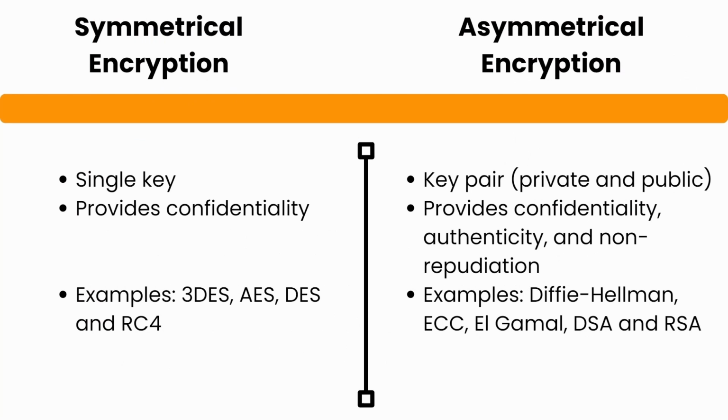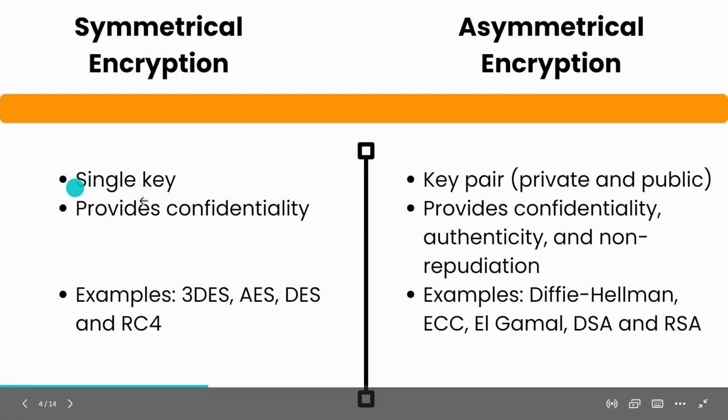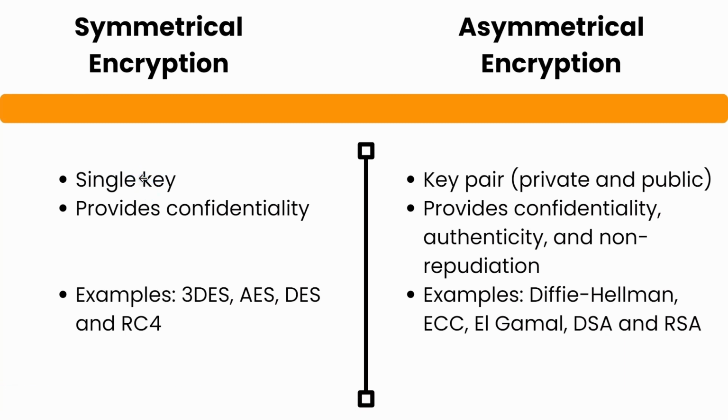Now here is the comparison between symmetrical encryption and asymmetrical encryption. In symmetrical encryption, the encryption happens with the help of a single key. That is, the server and the client make use of the single key to authenticate and then establish the communication channel. In the case of asymmetric encryption, it makes use of a key pair, that is the private and the public key. We will learn in our next slides how this SSH key pair works in real time. Symmetrical encryption provides confidentiality, but asymmetrical encryption provides confidentiality, authenticity as well as non-repudiation.